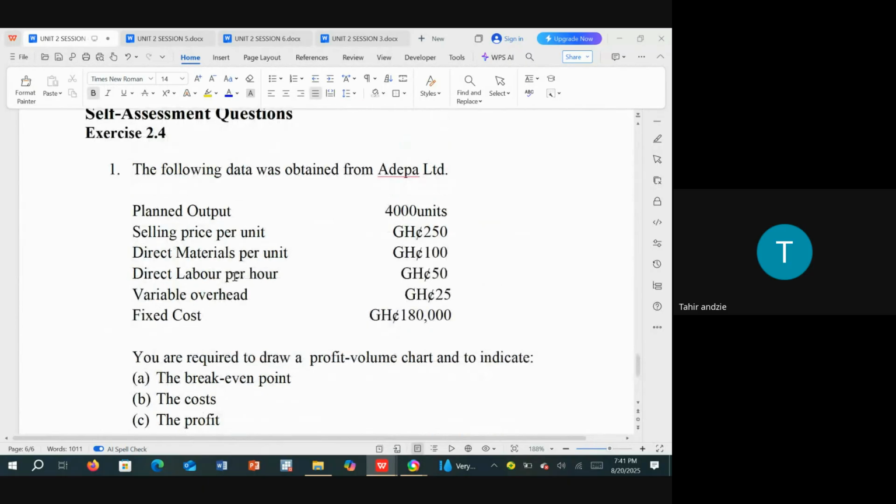Right. So in this question, all that you do is get the variable cost per unit. What makes up the variable cost per unit in this question? Please, let me get your answer. What will be the variable cost per unit from this question? Please, are you with me? Manuel, sir, what will be the variable cost for this question? I'm calculating. Hurry up.